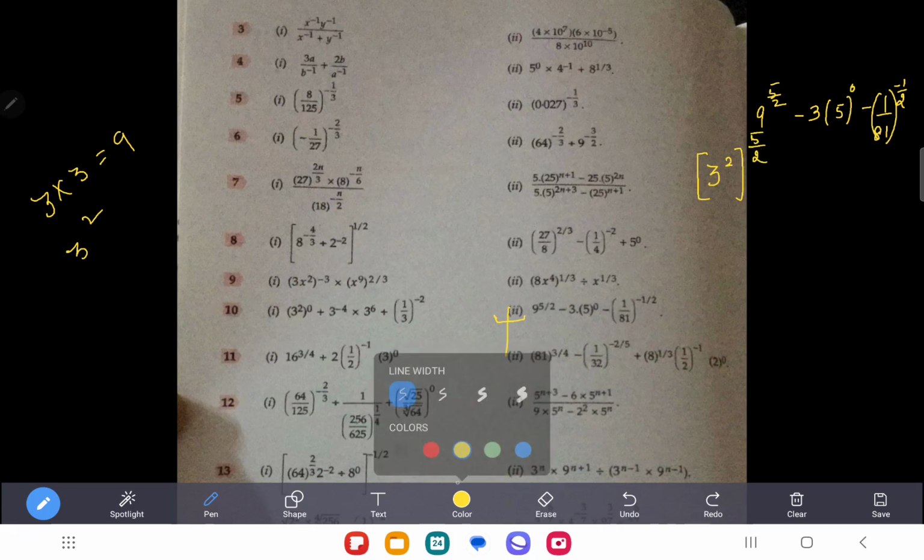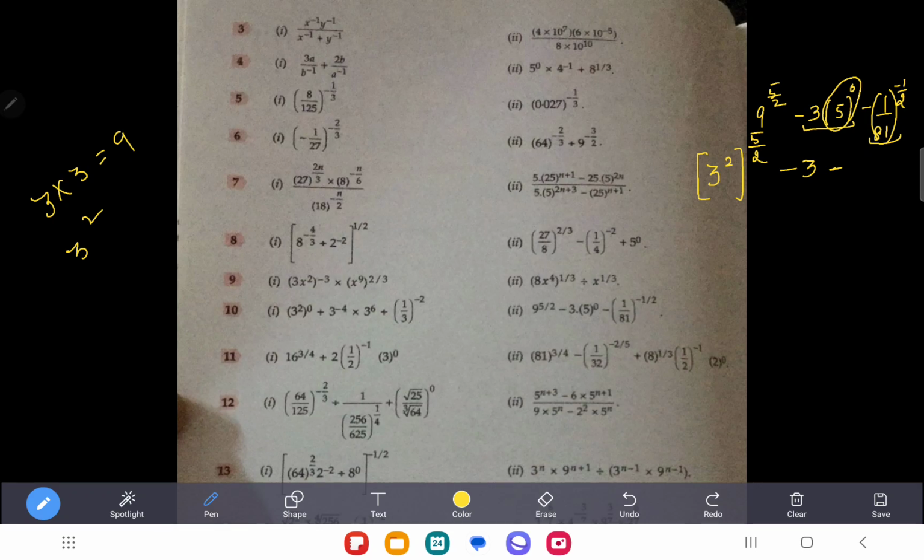Then it cancels out. So it's going to be 3 to the power of 5. Forget about that. Now 5 raised to power 0 is? That's going to be 3 times 1, so it's going to be 3. What about the second part next? You can do 81 to the power of minus half. No, to the power of half.